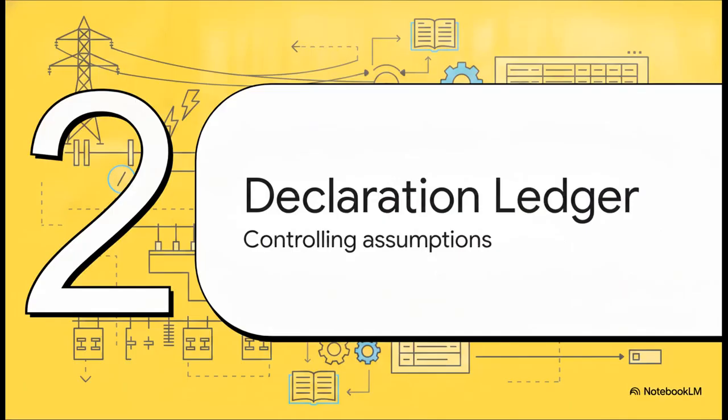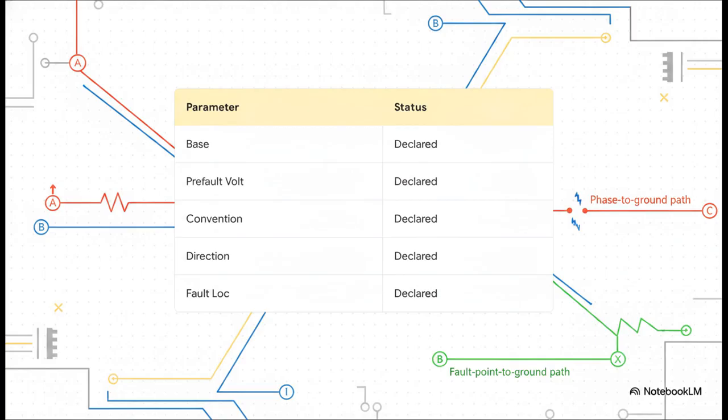Section 2. The declaration ledger. This is arguably the most critical point in any fault study. You have got to put every single controlling assumption right there in plain view before a single piece of arithmetic happens. You record the common power and voltage basis. You state the pre-fault positive sequence voltage right at the faulted bus. Freeze the phase order and sequence order so they don't magically drift later on. Define your current direction, name the faulted phases, and specify the exact fault location.